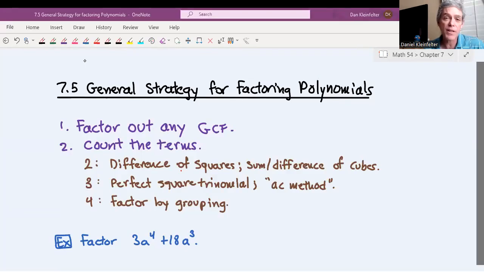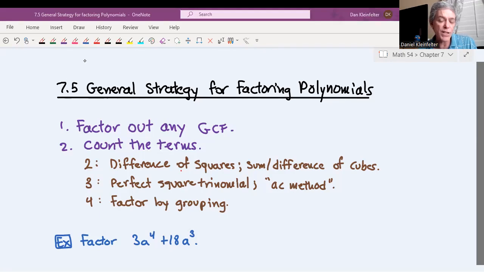Welcome back. In this video, we're going to go over section 7.5, which is about a general strategy for factoring polynomials. So far, we've seen a handful of different methods for factoring polynomials, depending on the kind of polynomial that we're looking at. In this section, we tie that all together and look at what if we're just handed some random polynomial, how do you do it? Let's take a look.